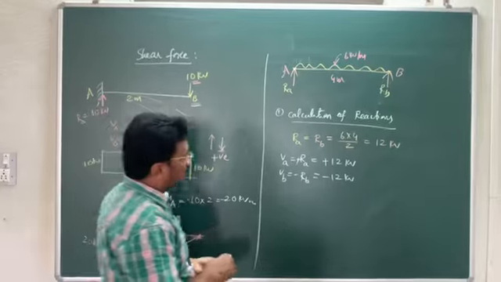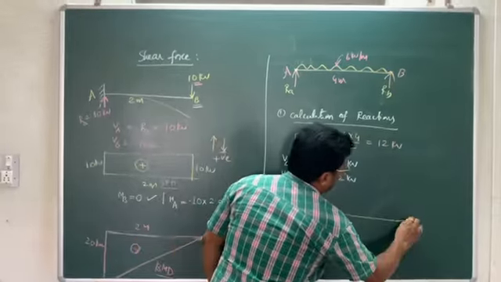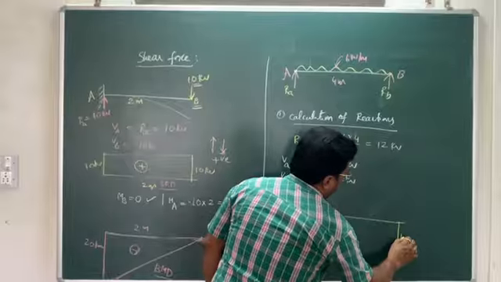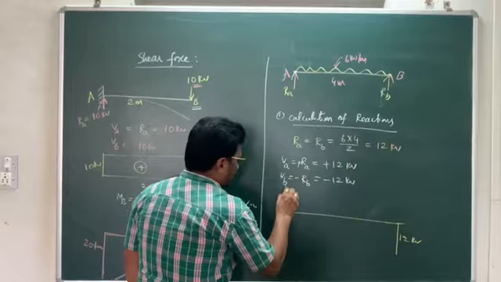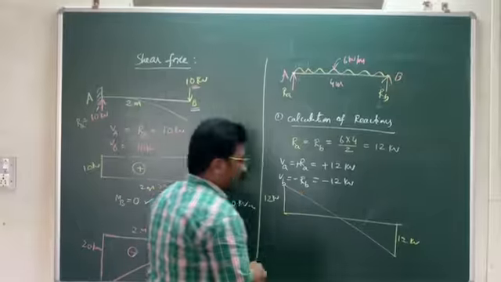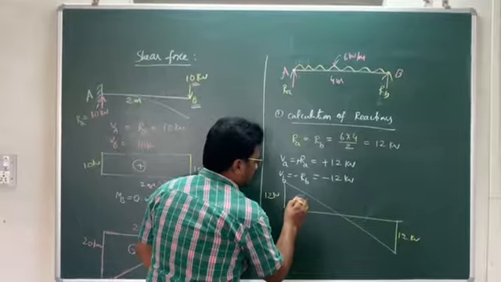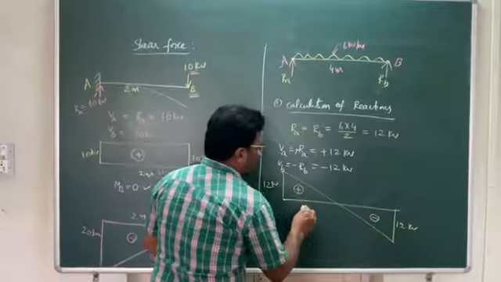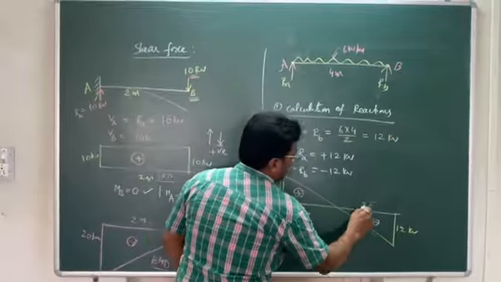And hence, the shear force diagram is going to be like this here. So here at B I have minus 12. At A I have plus 12. Okay. This is the variation of this. Now this is positive shear force and this is the negative shear force. And this length is 2 meters. This length is also 2 meters.